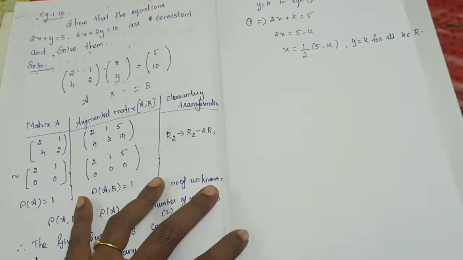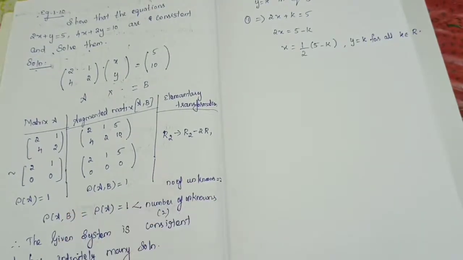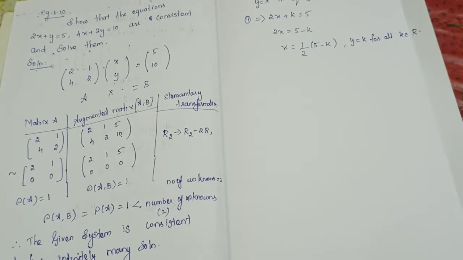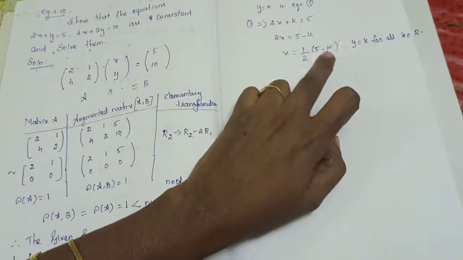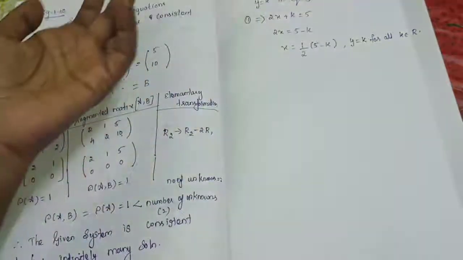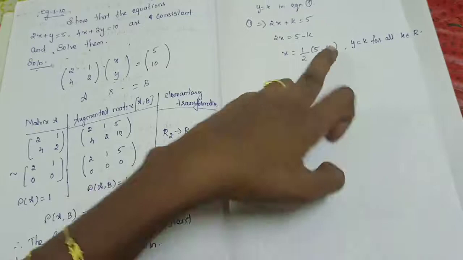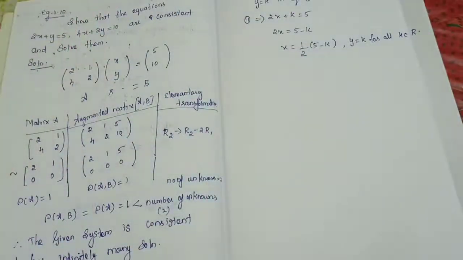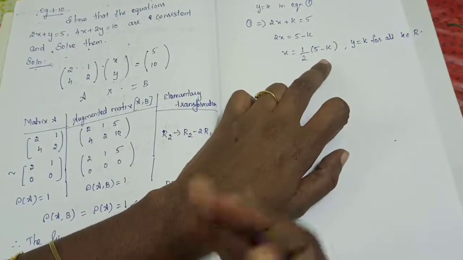Now how we need to conclude the answer is, when we are giving different values to k. If I give the k value as 1, I will get one solution. If I give k as 2, I will get another solution. If I give k as 3, I will get another solution. Like this we can find infinitely many solutions. That's the meaning. For giving different values to k, we will obtain infinitely many solutions. Whatever numbers you need, you can put for that particular k.